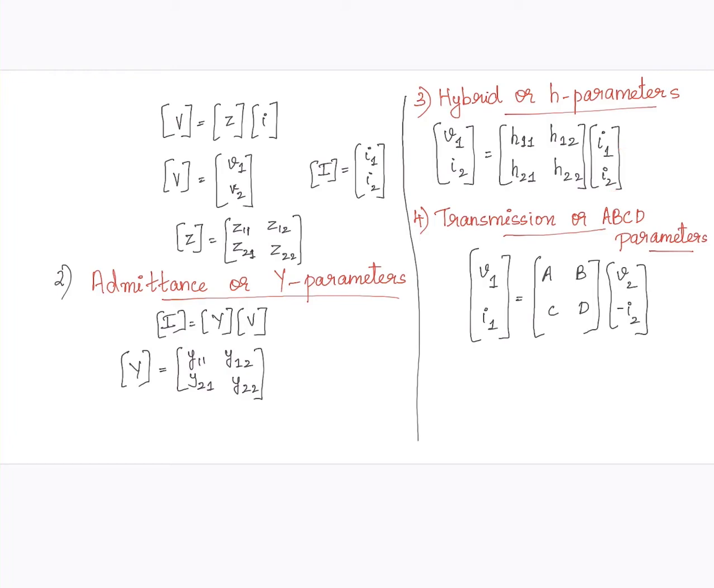The next method of representing is transmission or ABCD parameter. Here it is written as V1, I1 is equal to ABCD into V2, minus I2. This is the general way of representing low frequency parameters.